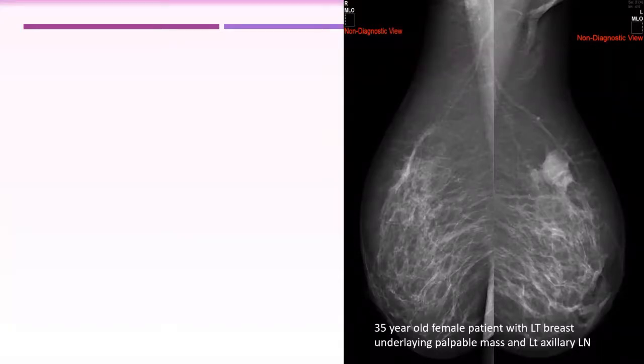Are you sure? No distortion? I think there is an area of subtle distortion there. Okay, subtle distortion. Yes, some spiculation at the upper part; you can see subtle or mild distortion. What else? No obvious calcification. But there is no skin thickening or lymph node enlargement also.